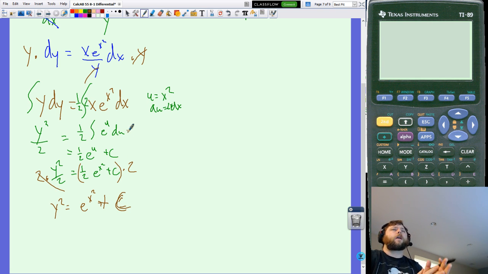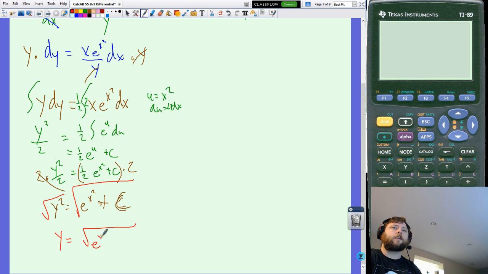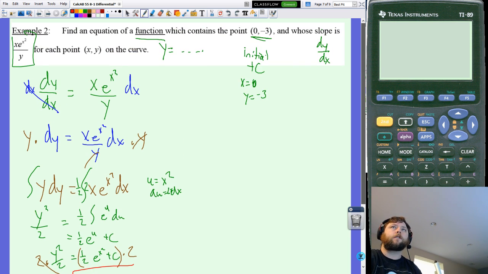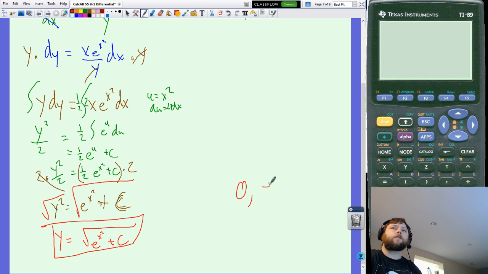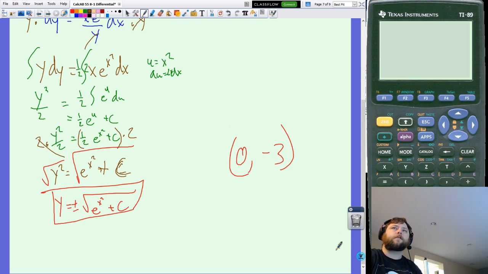All right. And I want to get y by itself, so I have to square root both sides. So my y equals the square root of e to the x squared plus c. Okay, so this is my general solution, but it wanted me to find a particular one with initial point (0, -3). Oh, and remember, when you square root, it's y equals plus or minus. Now, a hint here. Usually I would just plug in my x and y value and figure out whatever your c is.